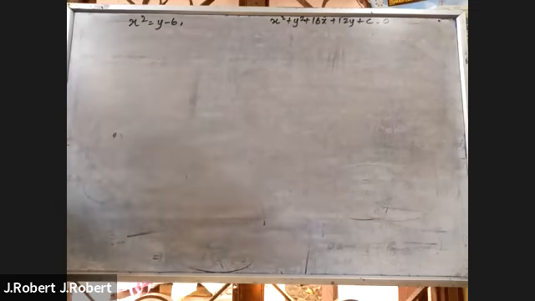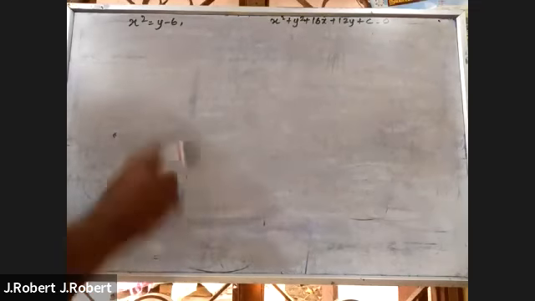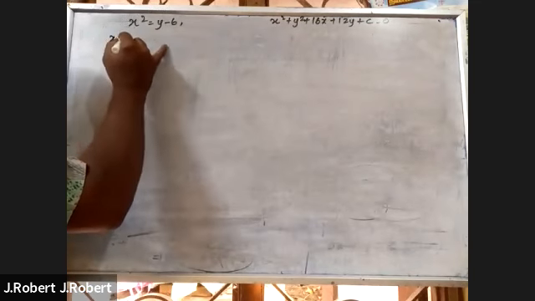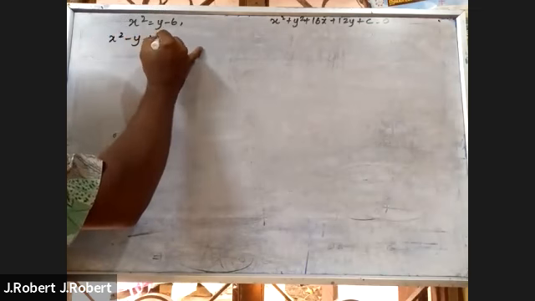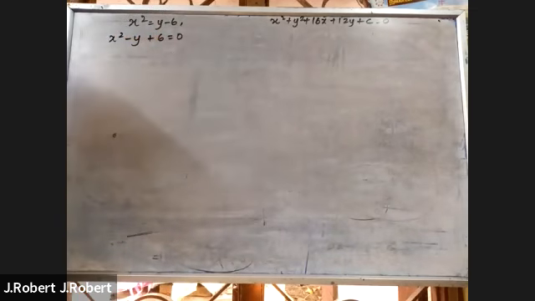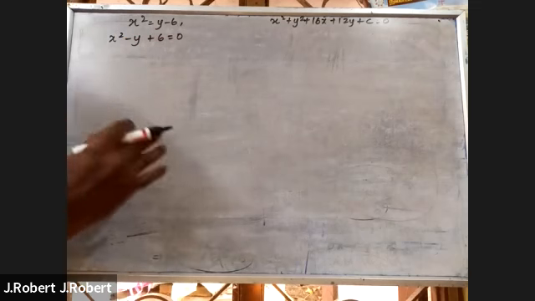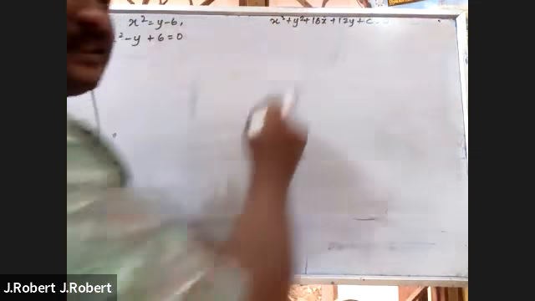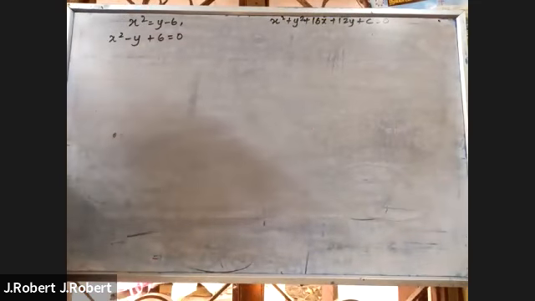Look, this is also a circle, isn't it? x square minus y plus 6 equal to 0. Right? This is also a circle. We have to find out the tangent of this circle. This tangent touches this circle. Then what is the value of c?